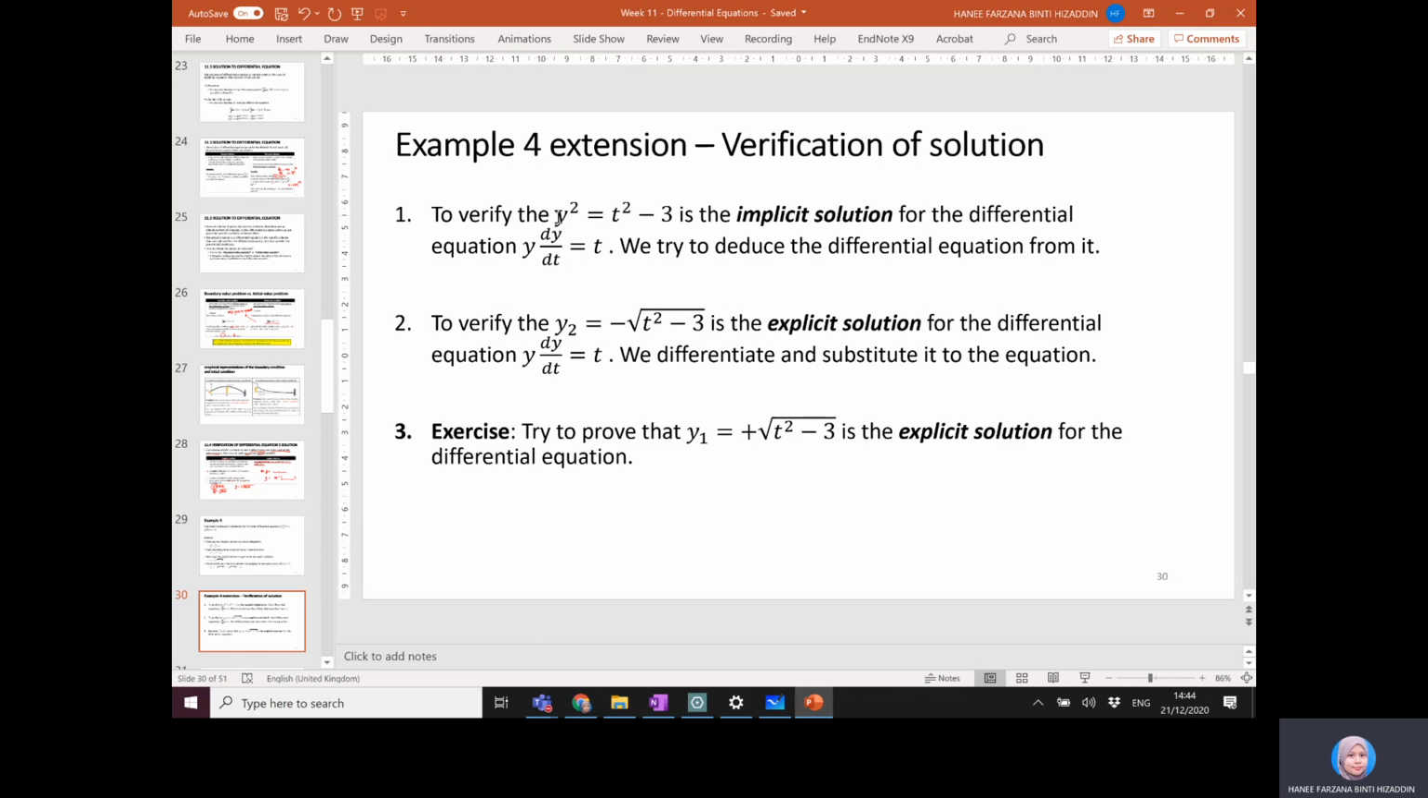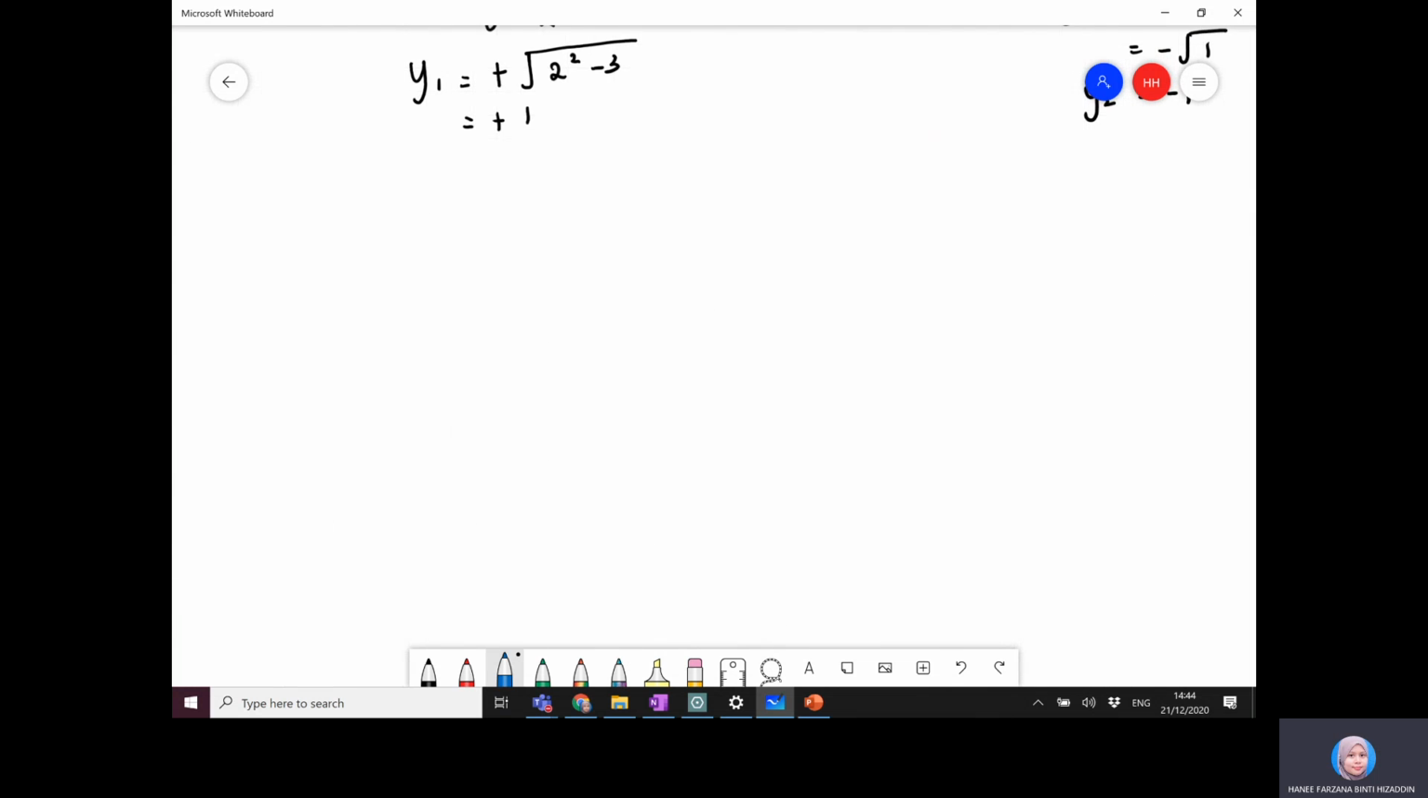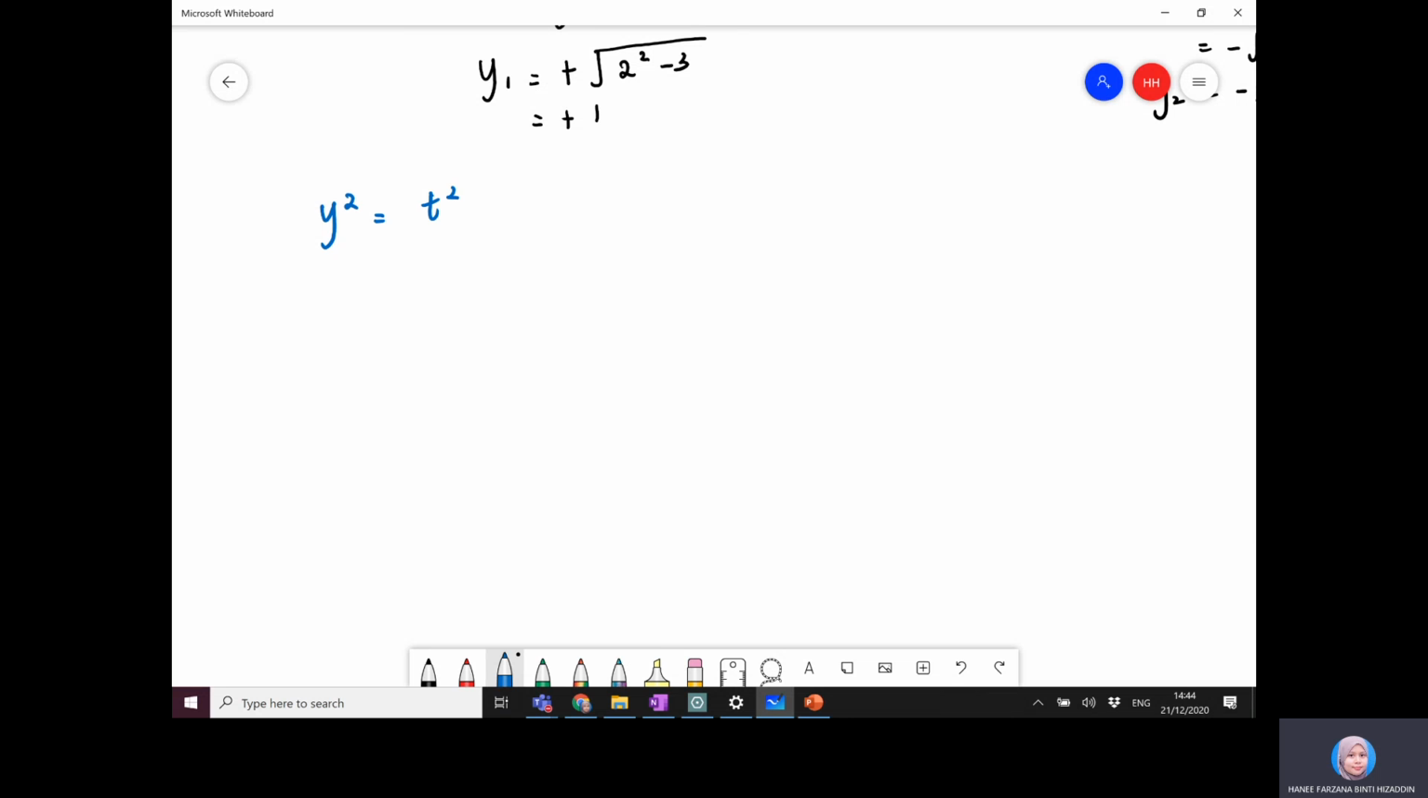So here, to verify that y squared equals t squared minus 3 is the implicit solution, we need to deduce the differential equation from it. Okay, so what it's saying is that y squared equals t squared minus 3 is a solution for y dy/dt equals t. Right, so you say that this is the solution for this differential equation. Prove it. So what we do here is we need to derive or deduce a differential equation from this given solution. So yeah, let's do that.